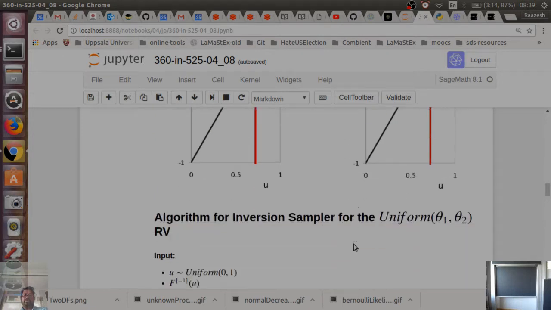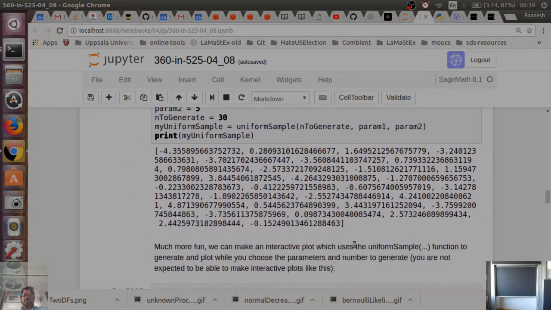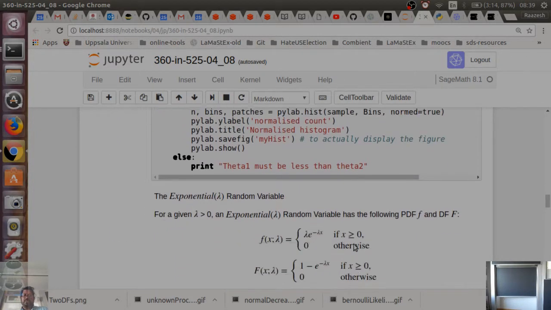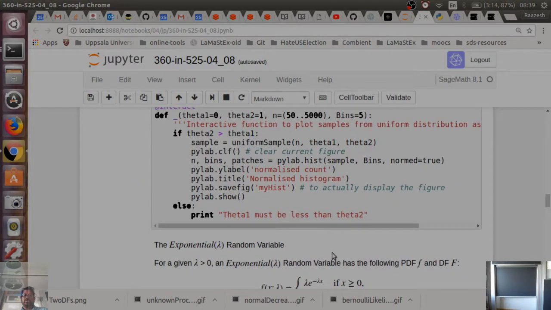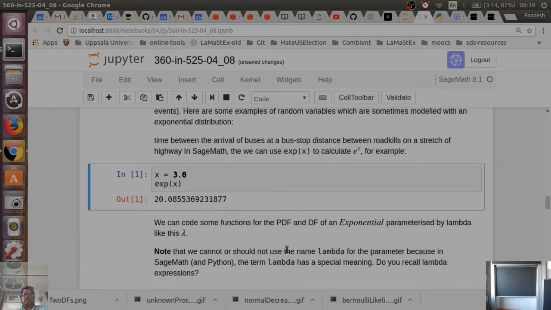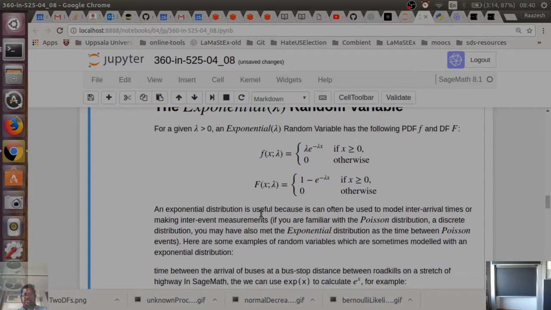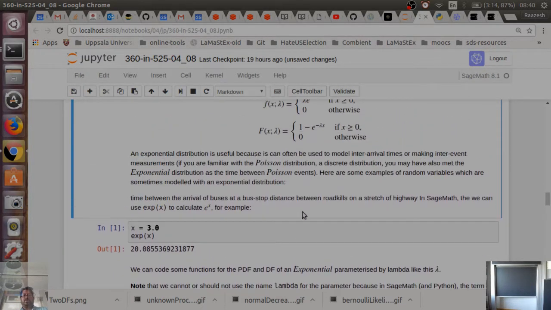and let's see. Yeah. So this is the exponential random variable, where we want to start. So the next random variable is the exponential random variable. What is this guy? It's the one I wrote down on the board.